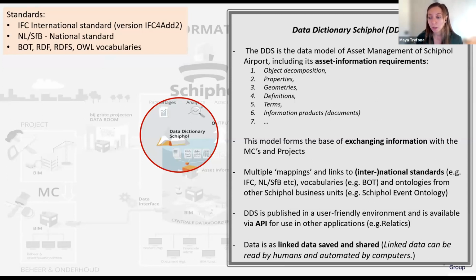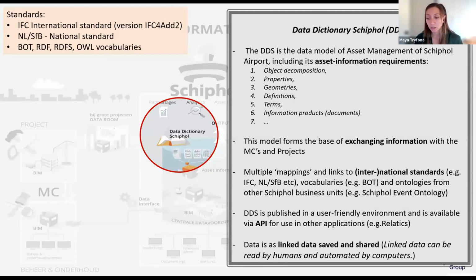So this model conforms to the agreements and the specifications that we are requesting in the project phase. And in this way, we are constantly updating our data dictionary of Schiphol and our specifications together with the contractors and with us as owners of the assets. In addition, multiple mappings and links to national and international standards like IFC and NL-SfB, also links to existing vocabularies like the BOT ontology and ontologies from other business units, are also included, making this model more powerful and better integrated within and out of the organization.